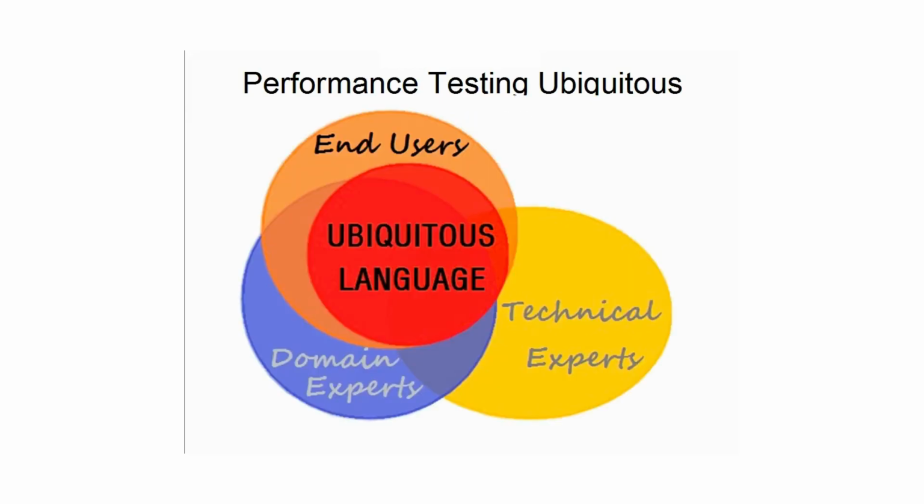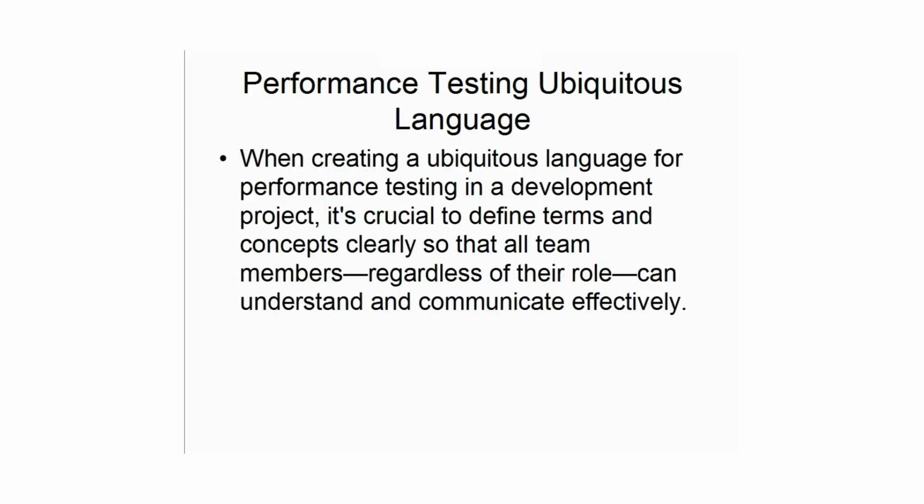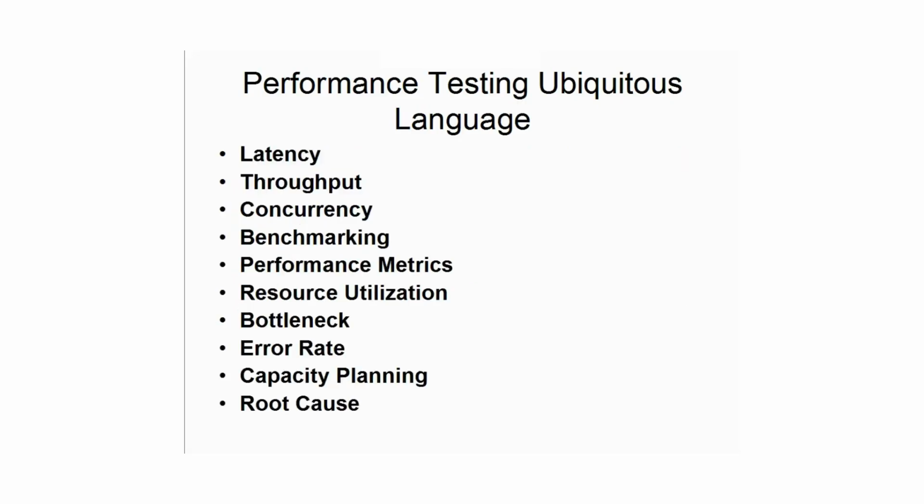So this is a diagram of a performance testing ubiquitous language. End users, technical experts, and domain experts are using the same language in order to communicate during a performance testing activity. In other words, when creating a ubiquitous language for performance testing in a development project, it's crucial to define terms and concepts clearly so that all team members, regardless of their role, can understand and communicate effectively.